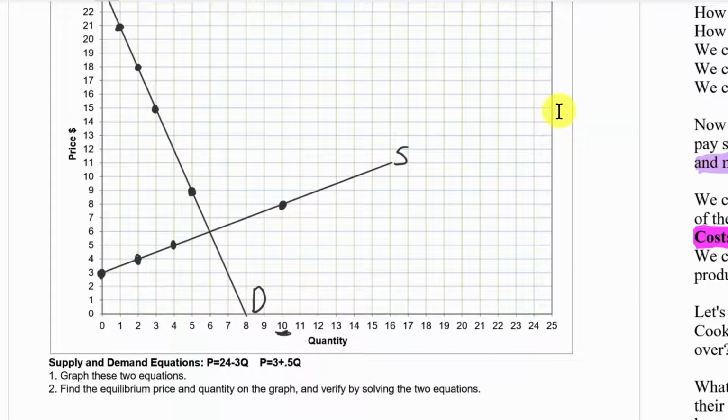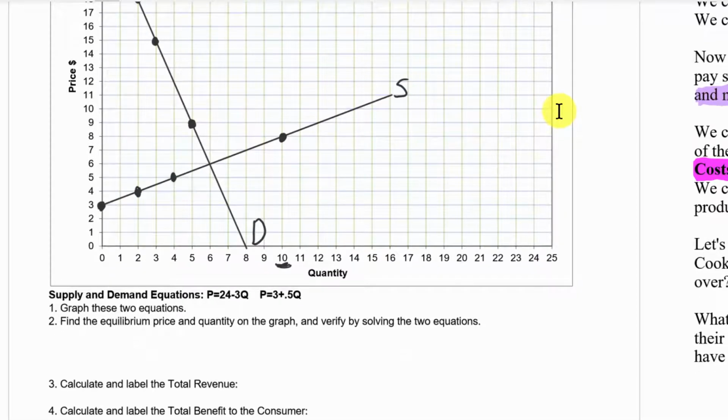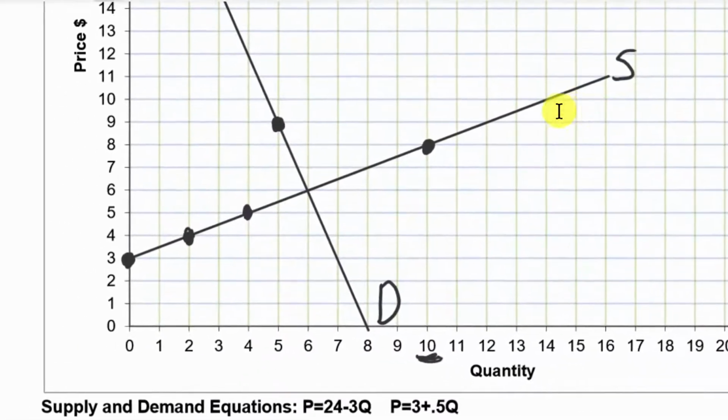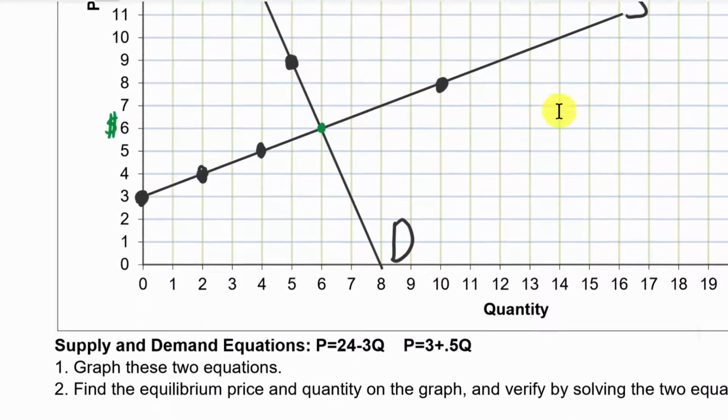Now, the first thing we want to do when we graph demand and supply is find the equilibrium price and the equilibrium quantity. Zooming in here, it looks like the equilibrium price is $6 right here, and the equilibrium quantity is 6 units. So from our story, this is where the price of cookies is $6 and the quantity of cookies is 6 units that people are buying.